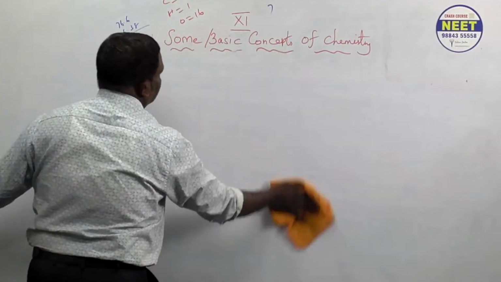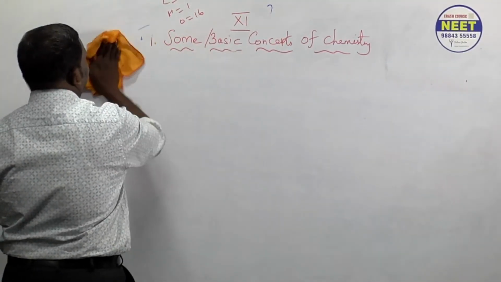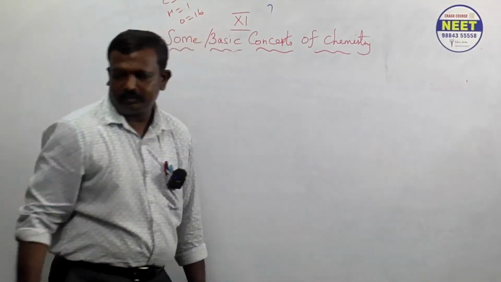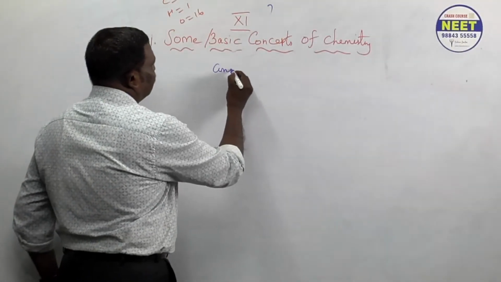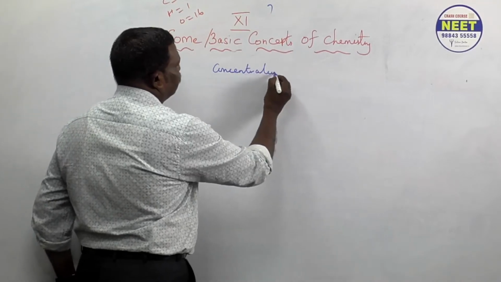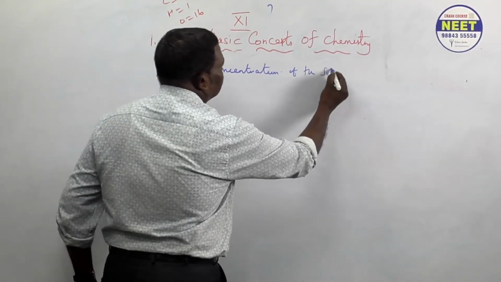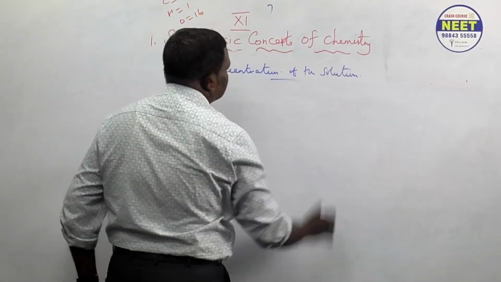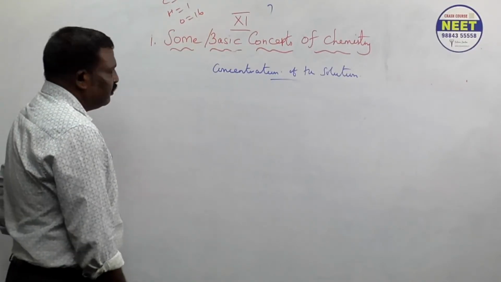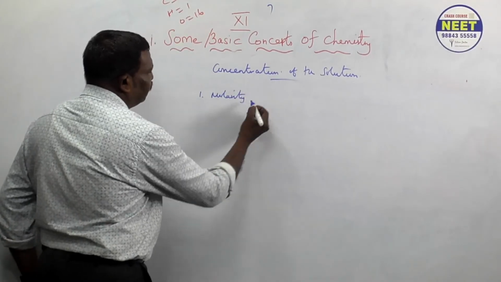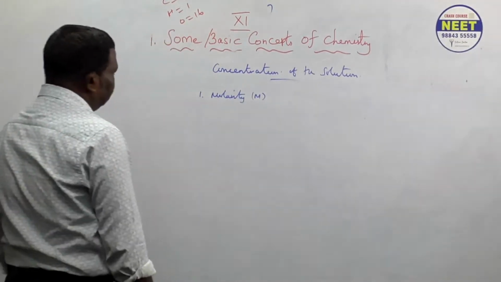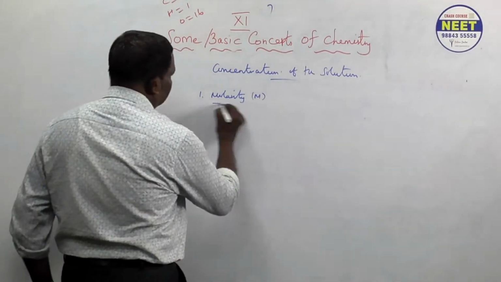You studied it in another chapter also, the solution chapter. Concentration of the solution. Only 3 concentration terms I am going to say: mass percentage, volume percentage, which are not very difficult, but the most important one is molarity. What is the formula?